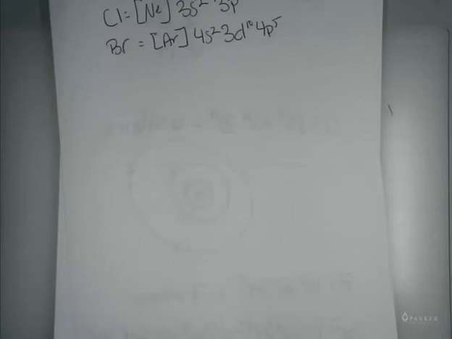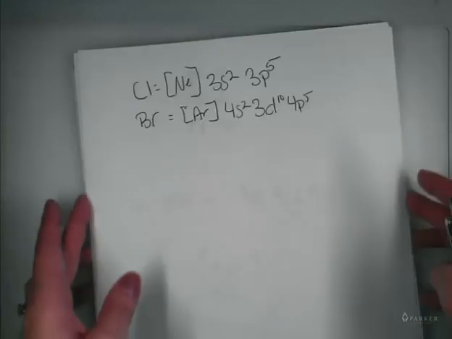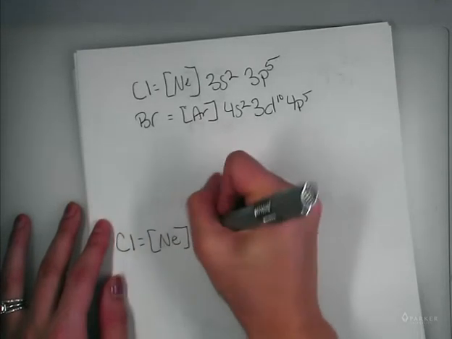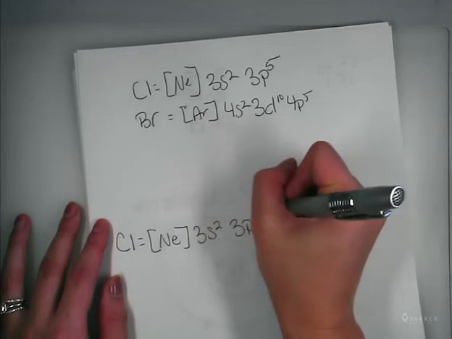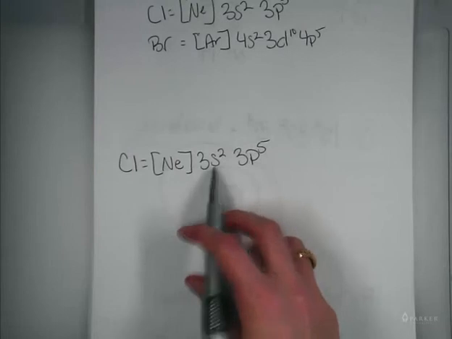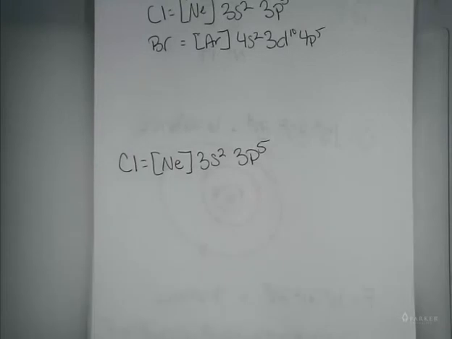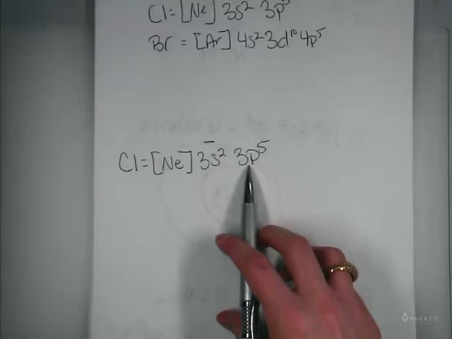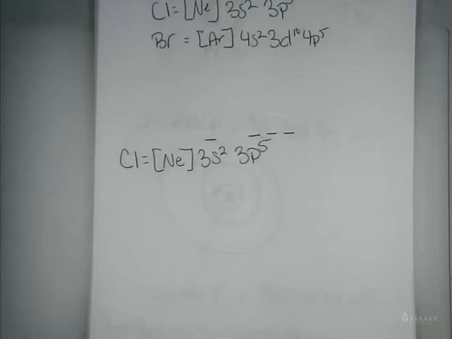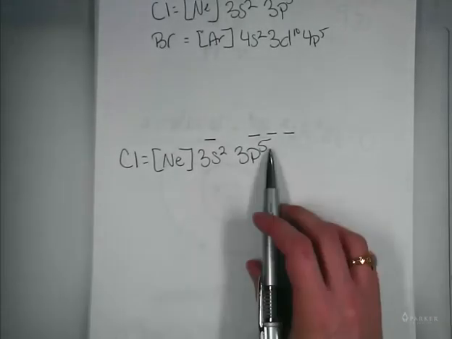All right, another representation of the electrons is called an electron diagram. So let me rewrite chlorine over here. Let me use the noble gas configuration. And what you do here is you represent electrons with arrows. So for S, for example, how many S shapes are there? One shape. So we put one line above it to represent the one shape. And then what about P? How many shapes do we have there? Three. So three lines above that to represent the shapes.